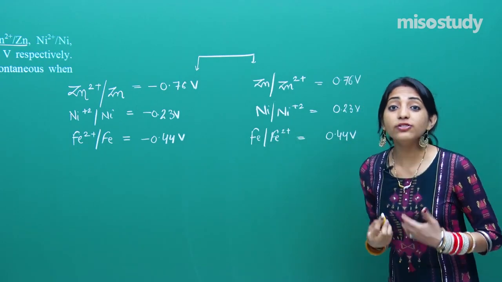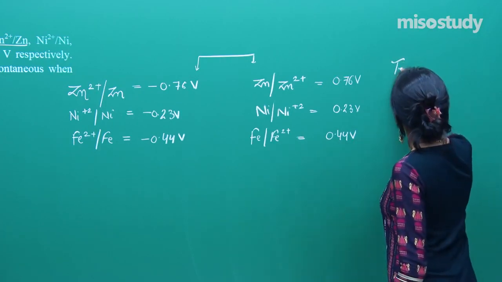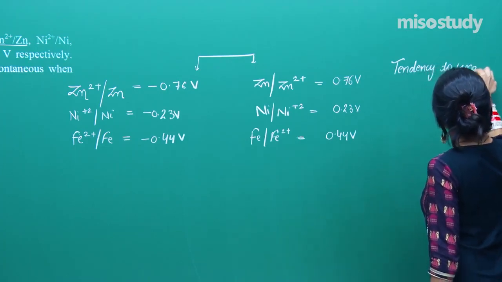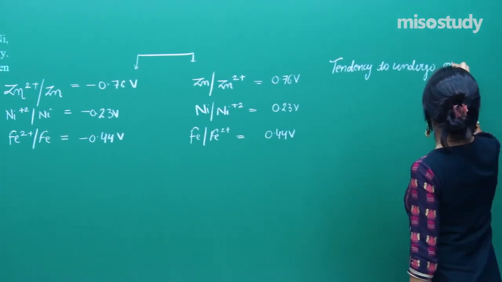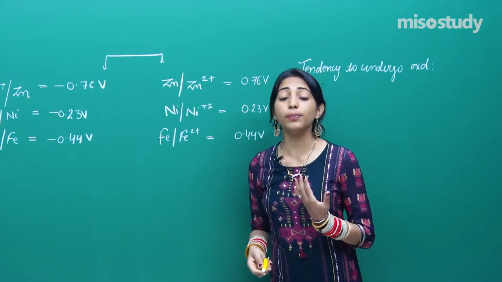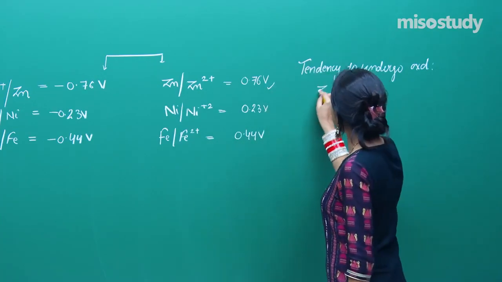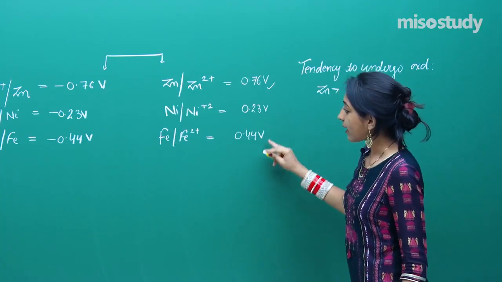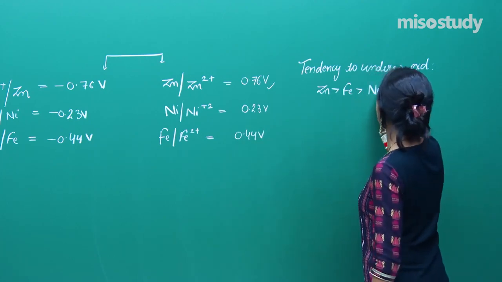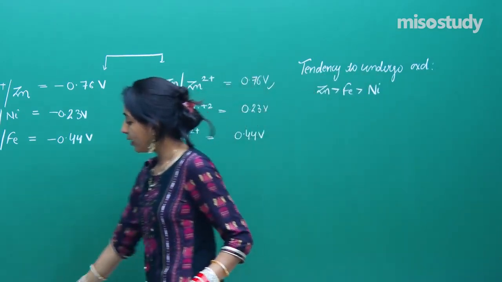Okay. So which one has the tendency to undergo oxidation? See, if I write the tendency to undergo oxidation, which one has more tendency? The one which has higher positive oxidation potential. So 0.76 is the highest, so zinc would love to undergo oxidation. Then out of these two, iron would love to undergo oxidation, and then the left out, nickel, will love to undergo oxidation. Okay. Now see, let me remove everything.